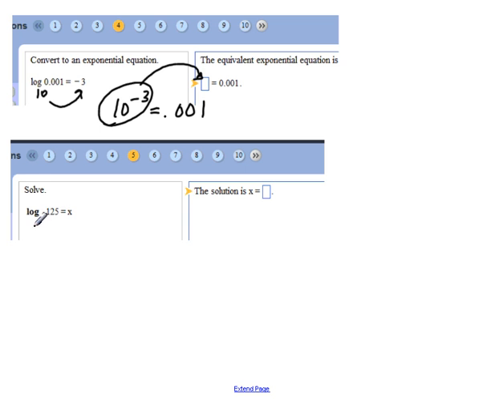Number 5 is to solve log base 5 of 125 is equal to x. So converting that means 5 to the x is equal to 125. Well, we know that to solve an exponential equation, we can convert both sides to the same base if that's possible. It is in this case.